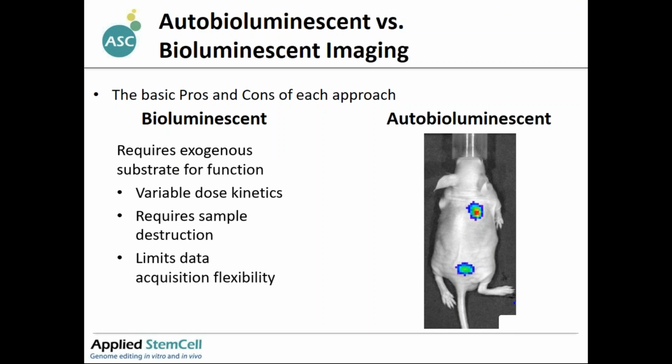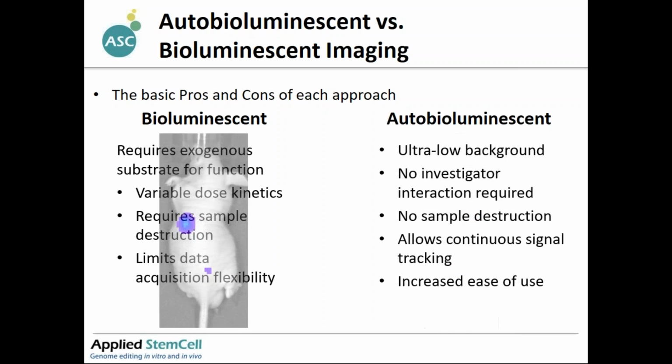However, because it requires exogenous substrate for light production, there are concerns of experimental variations due to variable dose kinetics, substrate uptake rate, and the biodistribution of the substrate within the animal. For in vitro cell assays, using traditional bioluminescent imaging often requires sample destruction, so you would have to prepare multiple samples for different time points of your interest, and then that limits your flexibility to collect data.